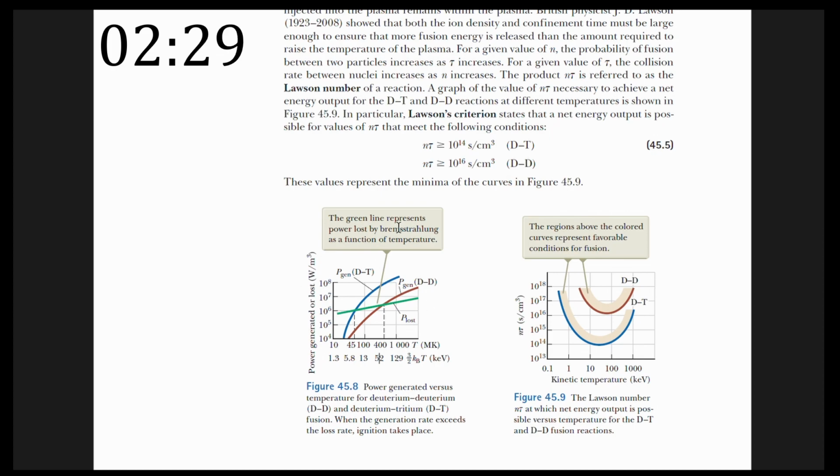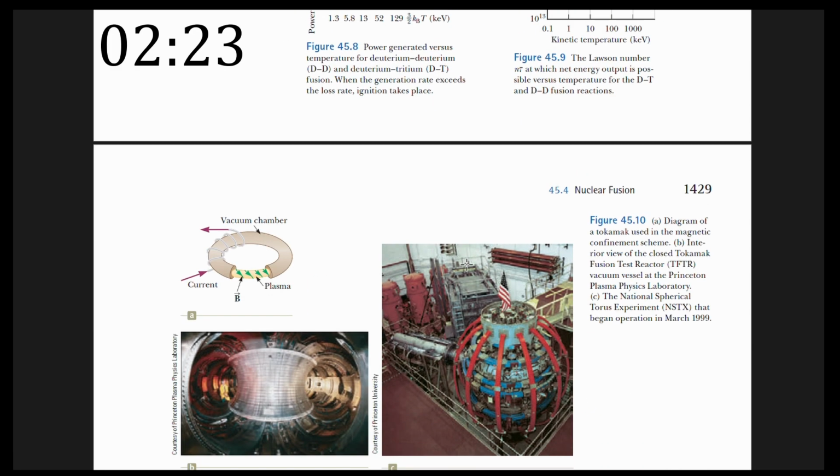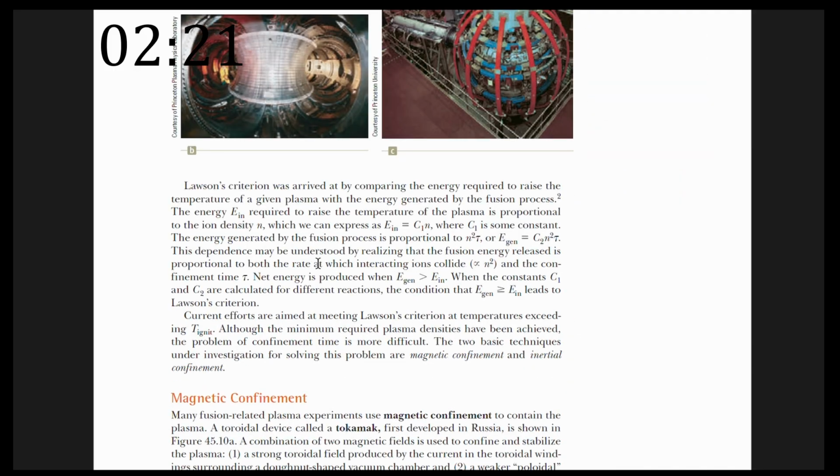We got some graphs over here. The green line represents power lost by Bremsstrahlung. What the hell does that mean? Okay, we're gonna zoom through because we got 2 minutes 20 seconds.